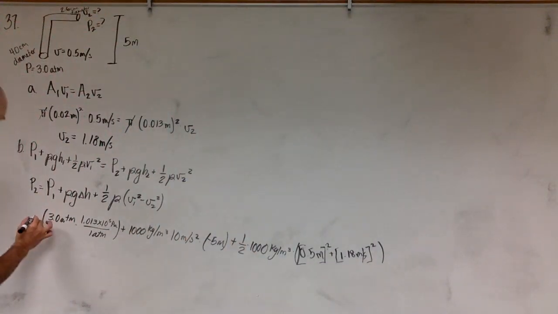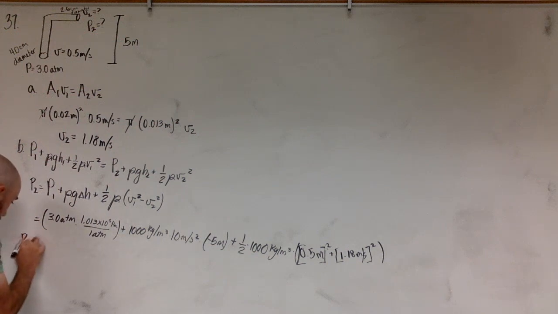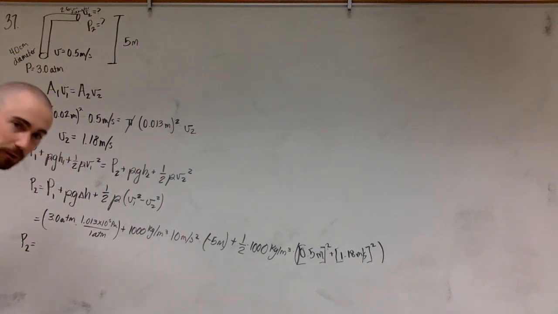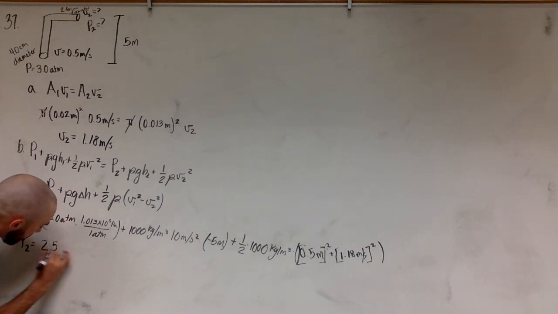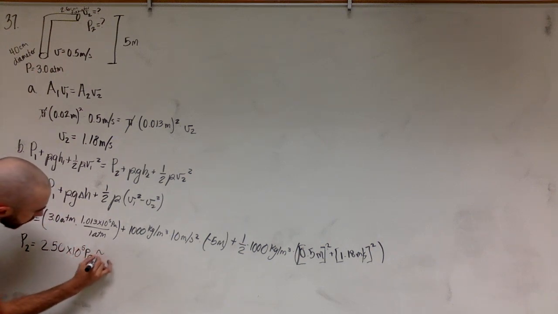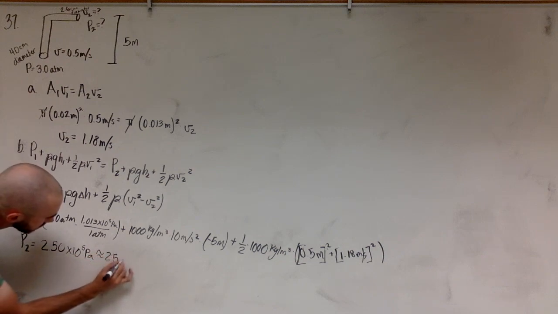Don't blame me. So let's come down here, plug it all into your calculator, and make sure you're doing order of operations right. If you're not, when you try this, make sure you ask me in class and I can look at it and see what you're doing wrong. But when you plug all of that in, I get about 2.50 times 10 to the 5th pascals, which is approximately 2.5 atmospheres.